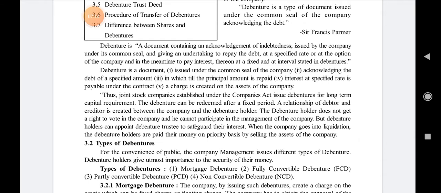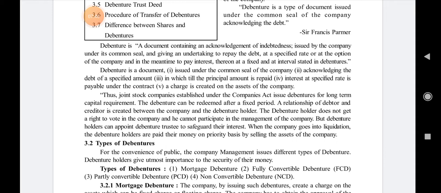A charge is created on the assets of the company. See, it is one kind of charge, one kind of assets should be created. A charge is created on assets of the company. Thus, joint stock companies established under the Company Act issue debentures for the long-term capital required. It is one kind of document through which you can collect long-term capital as per your requirement.